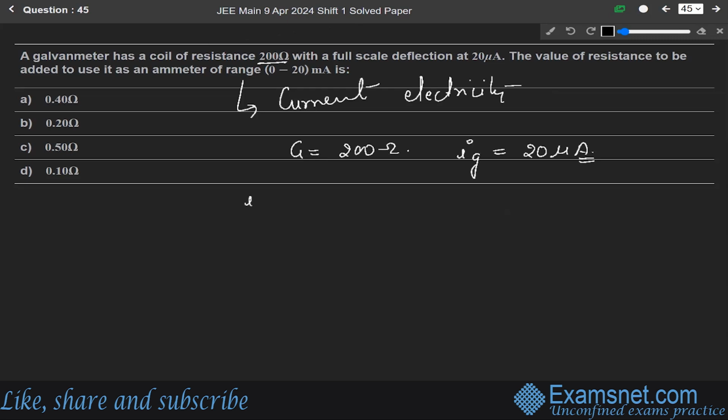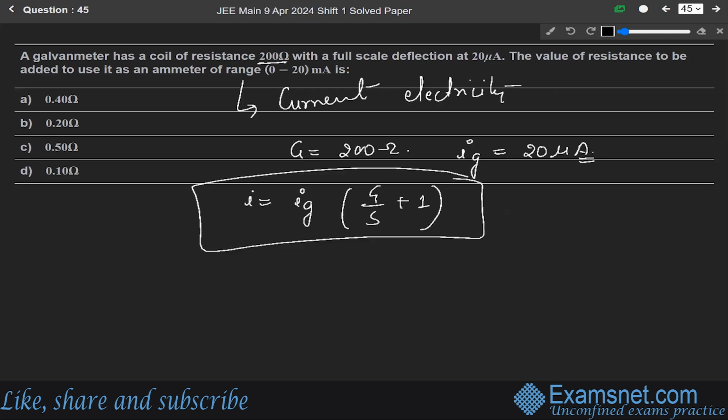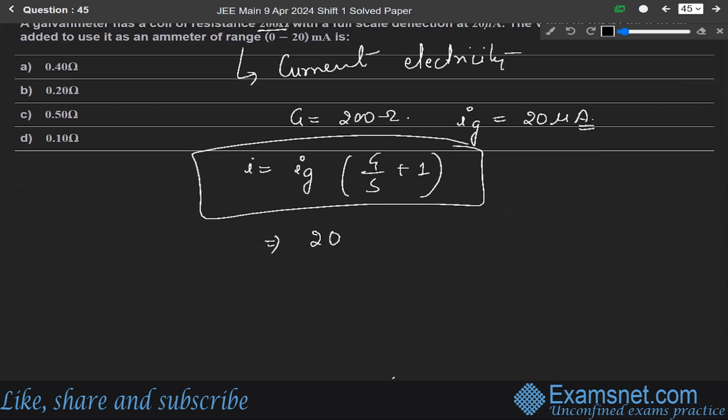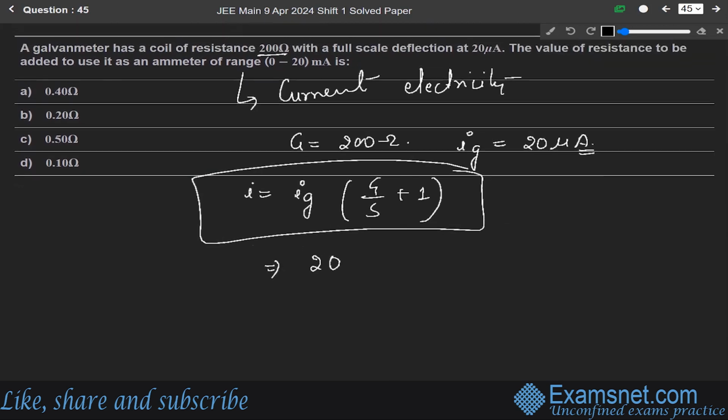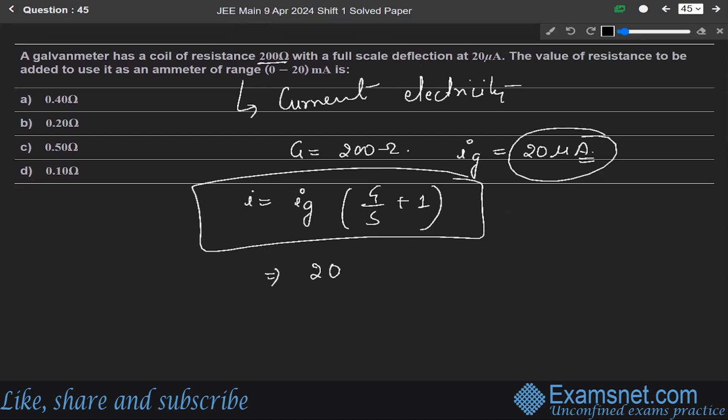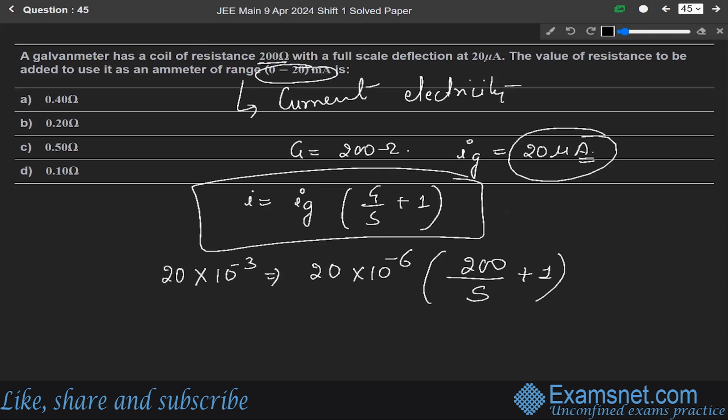Okay, so we know the relation for the galvanometer: I is equal to Ig times (G over S plus 1). This is the direct formula. Ig is given as 20 microampere, so 20 into 10 to the power minus 6, into (G over S plus 1). G is given as 200. We have to find the value of resistance to be added to use it as an ammeter. So 200 over S plus 1, and the range is from 0 to 20 milliampere, so the current I is 20 into 10 to the power minus 3.